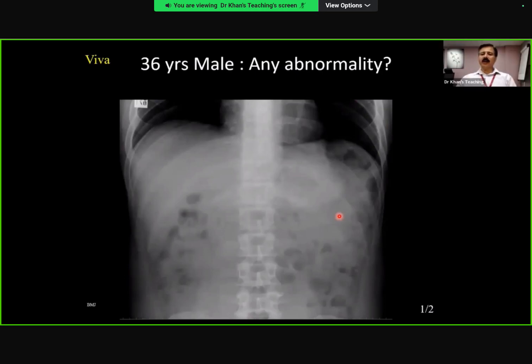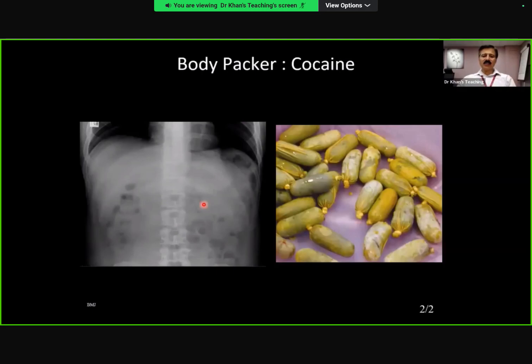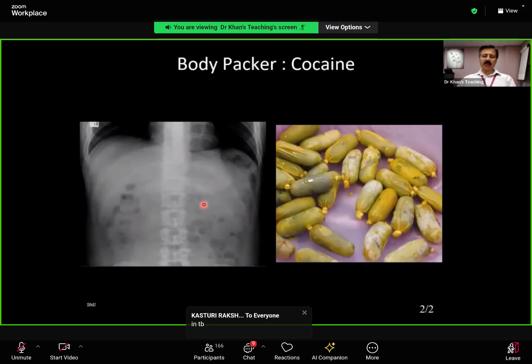Okay, so I'll give you a very interesting hint. I think this is from BMJ, and this is a case report. This X-ray was done at Heathrow Airport, and this patient, according to that case report, was then spending time in Chelmsford jail. Now over to you. Ampules. Yes. So if you see here, this is a body packer or a drug mule.